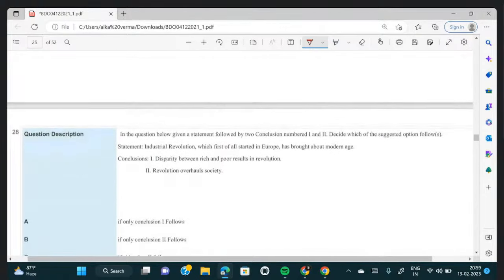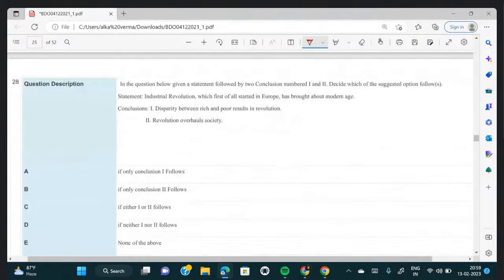Next question. Question number 28. Statement. Industrial revolution, which first of all started in Europe, has brought about modern age. Now, what are the conclusions? In the statement conclusion, you just have to find the author's point of view, that what the examiner is trying to say.